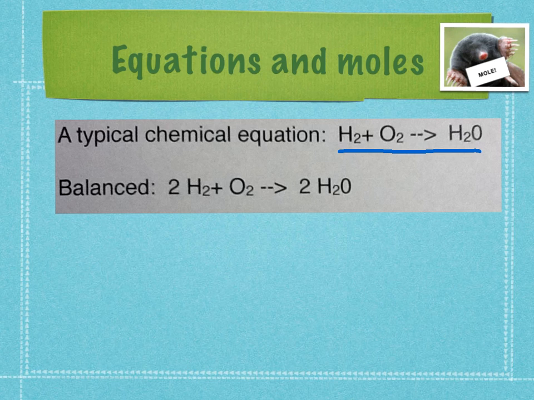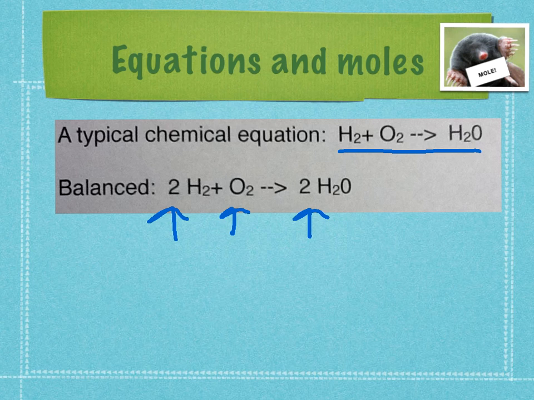So this equation can be read as 2 molecules of hydrogen and 1 molecule of oxygen produces 2 molecules of water. So the coefficients can equal molecules and atoms. But the coefficients can also equal moles. I can read this equation as 2 moles of hydrogen plus 1 mole of oxygen yields 2 moles of water.